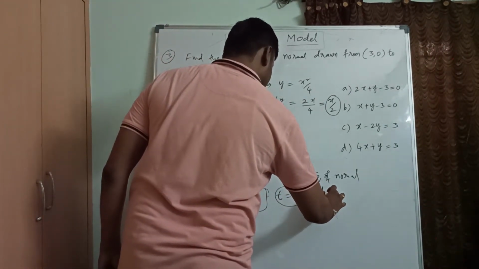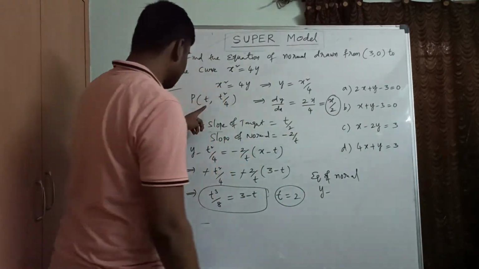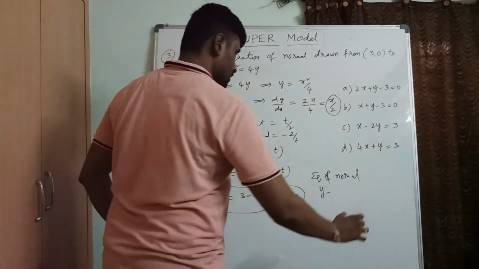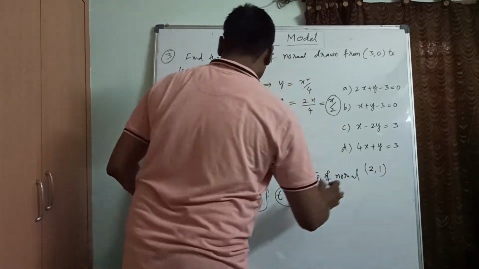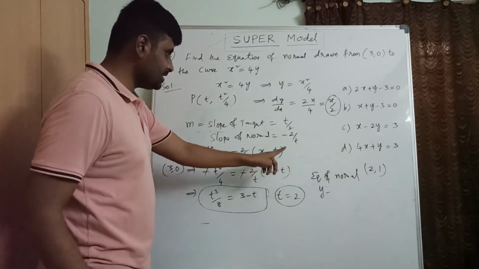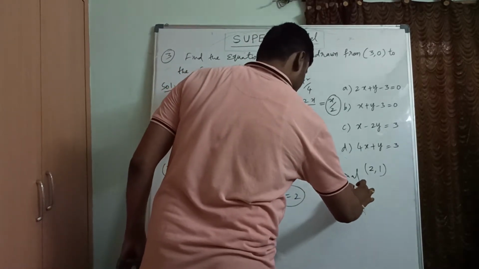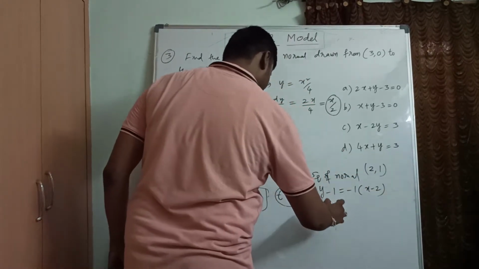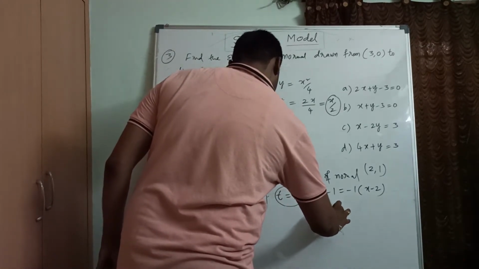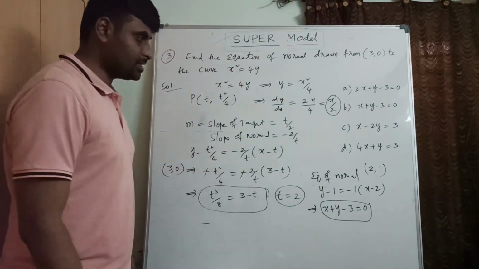So y minus 0, right? Here also if you put 2 there, 2 comma 1 is the point, right? Whenever you put 2 there, 4 by 4, 2 comma 1 is the point and the slope is minus 1. So y minus 1 equals minus 1 into x minus 2, correct? If you simplify, x plus y minus 3 equals 0. Clear? Just make it fast, that's it.